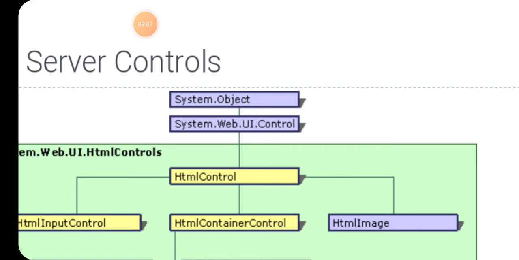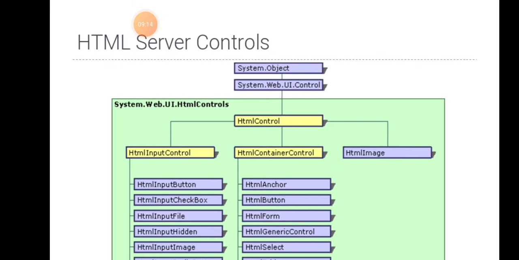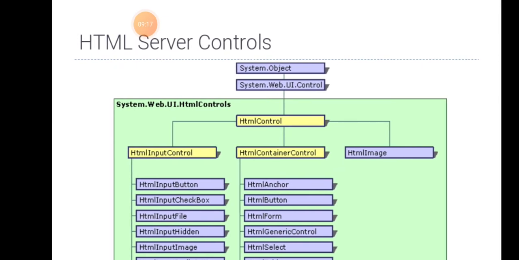Here, I explain the categories of HTML controls. What is the namespace used for HTML controls? System.Web.UI.HtmlControls. The HTML controls consist of three classifications of controls: one is the HTML input control, another is the HTML container control, and the third is the HTML image control. The HTML input control is used for giving input, and the container control is used to group some other controls.